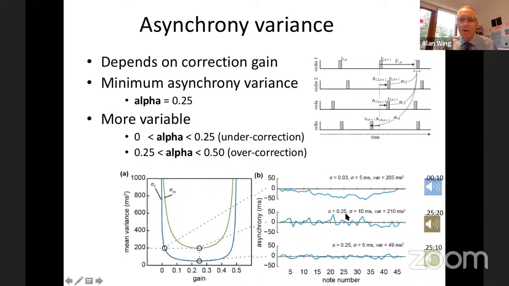For example, this one where there's low feedback correction gain sounds like this. This is a little bit faster, but it's the same piece by Haydn played on a synthesizer.